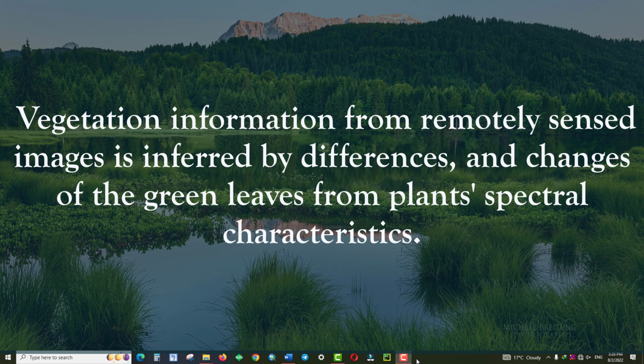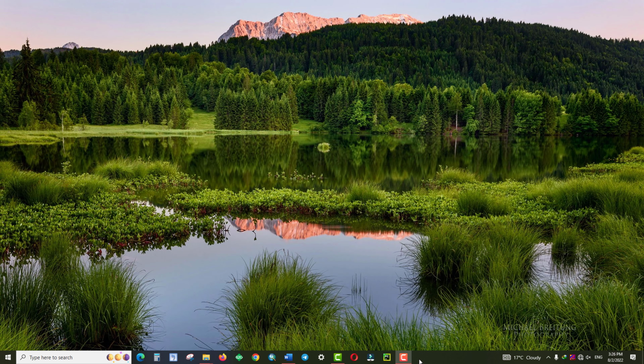planning. Vegetation information from remotely sensed images is inferred by differences and changes of the green leaves from plants' spectral characteristics. Remote sensing of vegetation mainly uses the following reflectance regions.